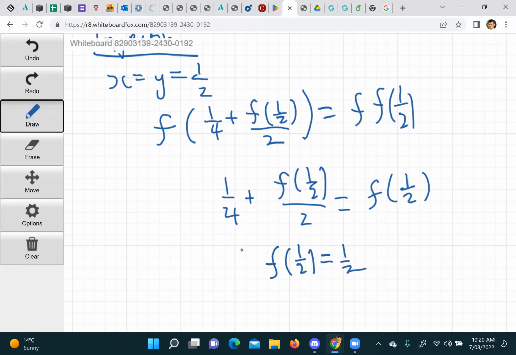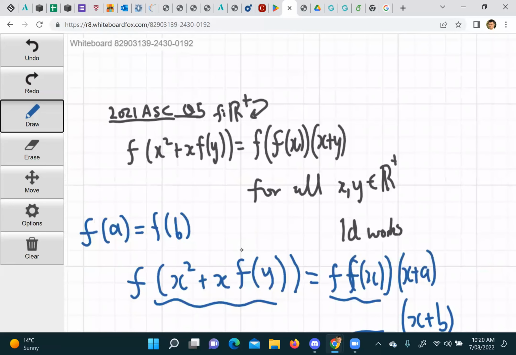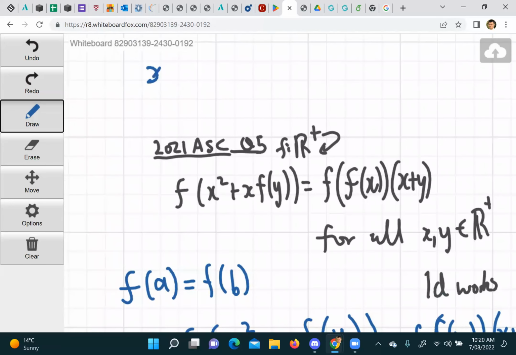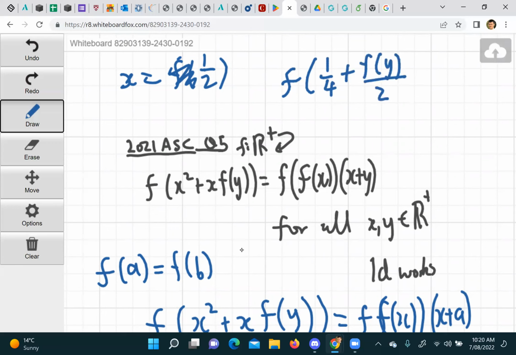So then we can go back and substitute x equals f of a half into the functional equation. So x equals a half. We get f of a quarter plus a half f of y is equal to a half times a half plus y.